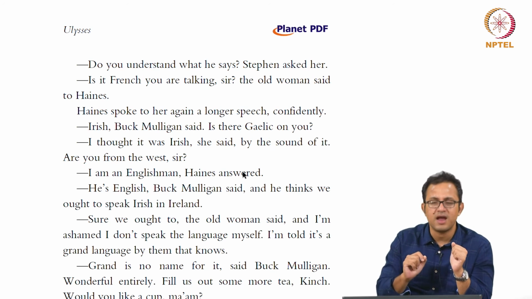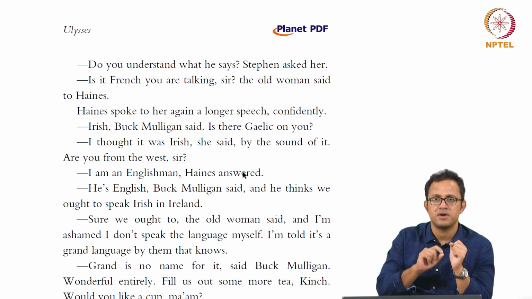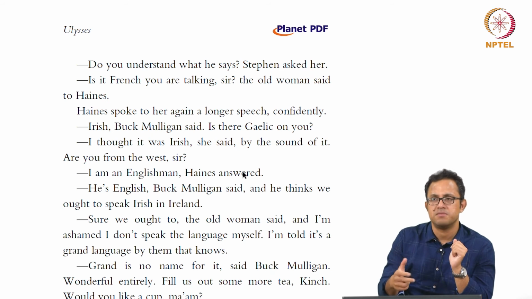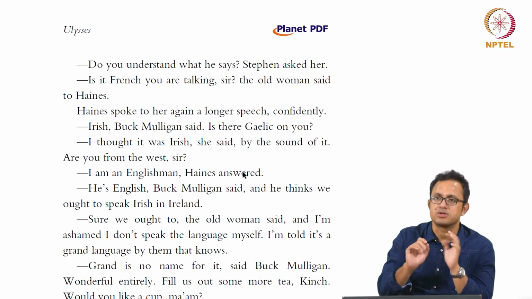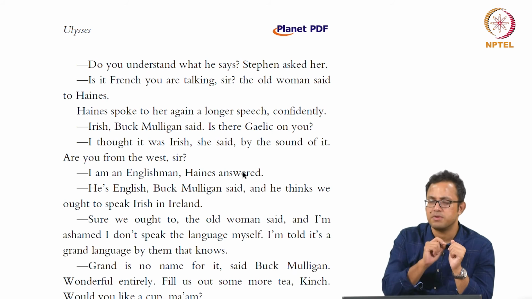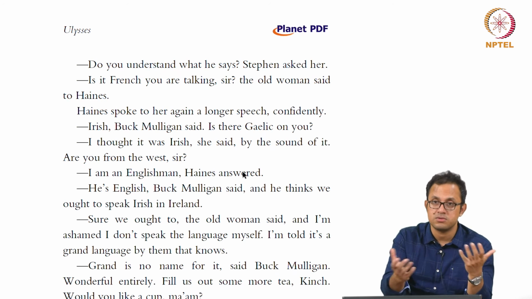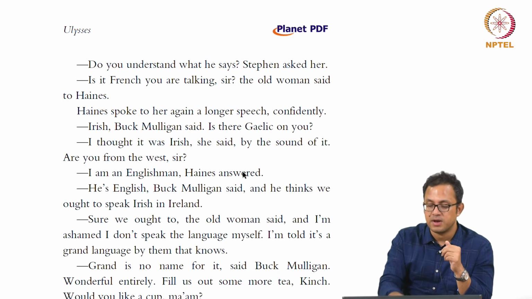So the Englishman, Haynes over here, is a troublemaker. Haynes is a person who doesn't quite fit in. He's an incongruous, incompatible presence over here. And he's saying to those Irish people that because you're Irish, you ought to speak in Irish, the pure language. The old woman agrees sentimentally with Haynes' suggestion, but she says that it's a language which you don't speak anymore. It's a grand language.